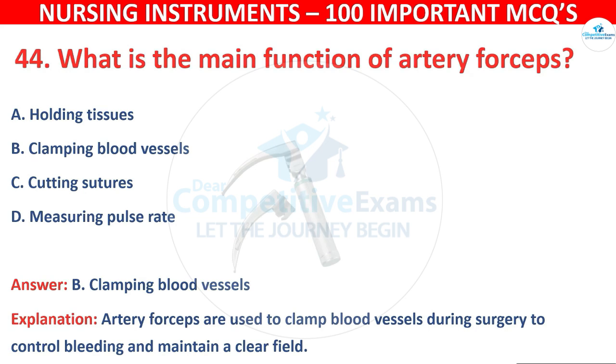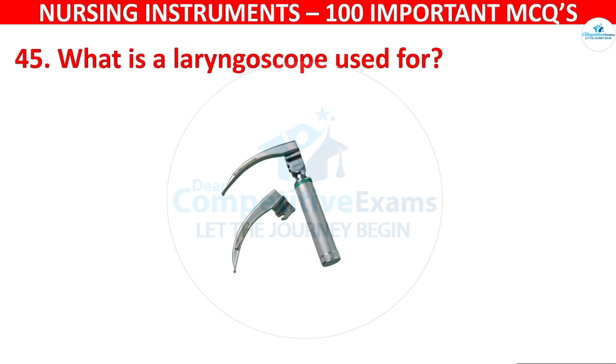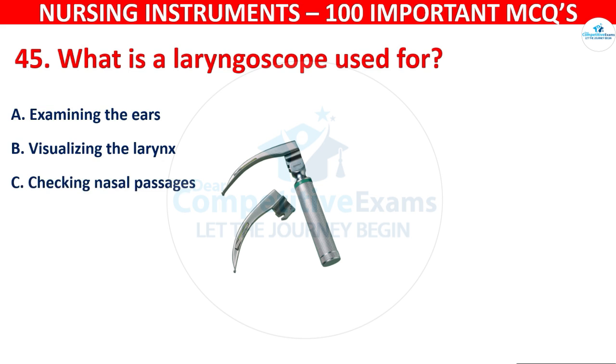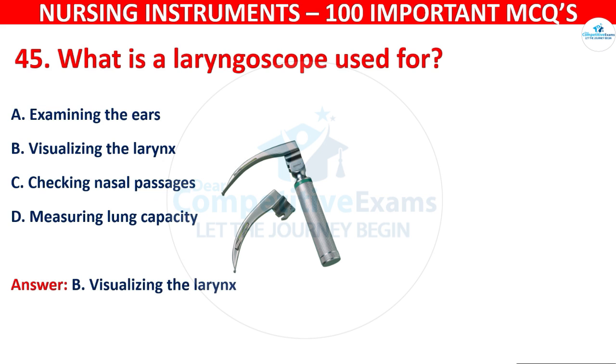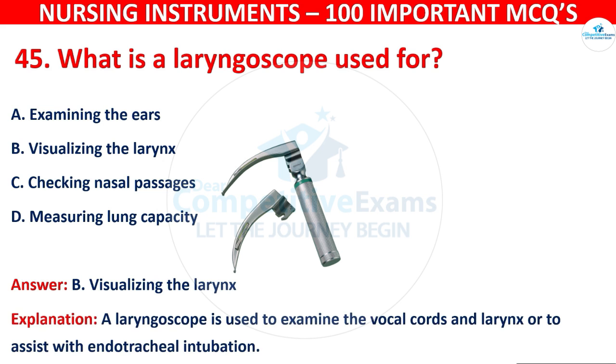Question number 45. What is a laryngoscope used for? Your options are examining the ears, visualizing the larynx, checking nasal passages, or measuring lung capacity. The correct answer is B, that is visualizing the larynx. A laryngoscope is used to examine the vocal cords and larynx or to assist with endotracheal intubation.